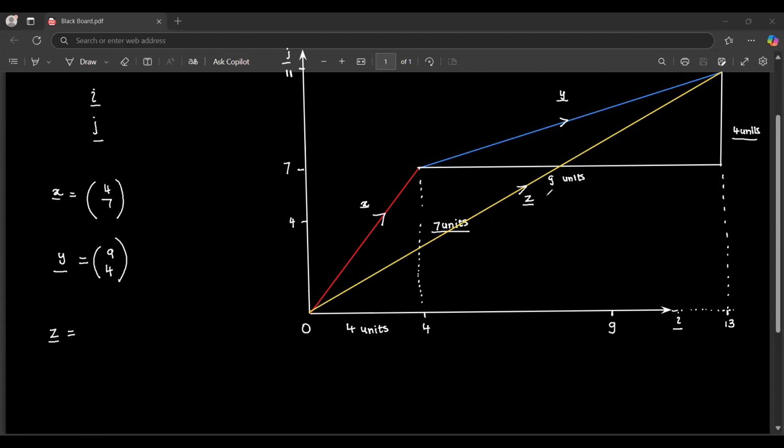So this is what happens when we are adding two vectors. You can see this looks like a triangle. Let's write the z first. So z is 13, and then we have 11. This triangular addition of vectors is very important when we are learning about position vectors. But first let's focus on the vector operations. So we know addition now.